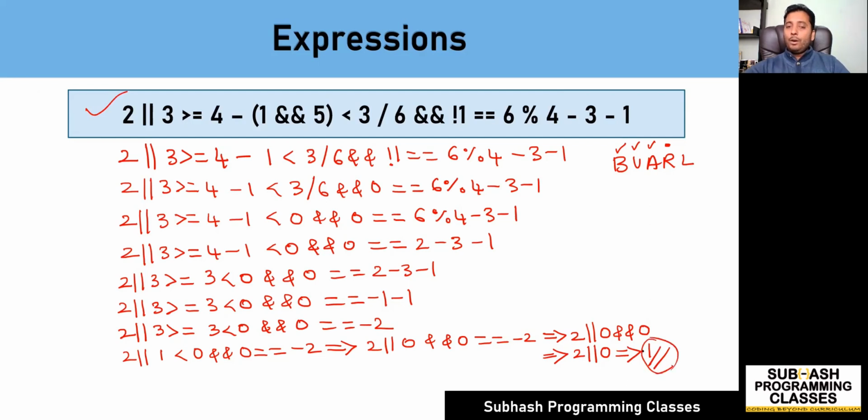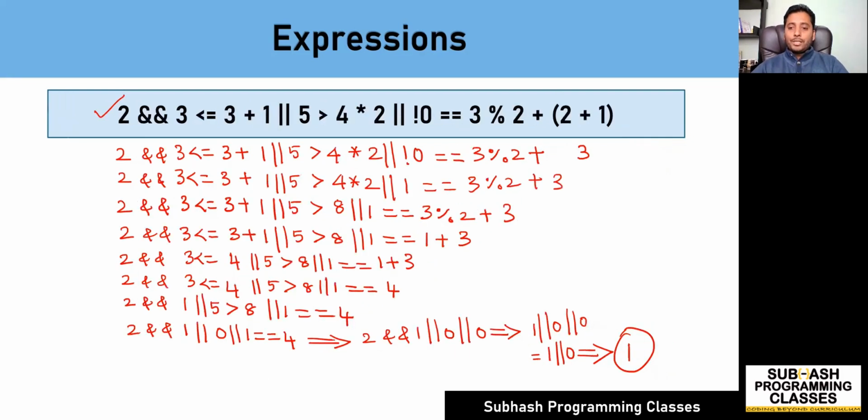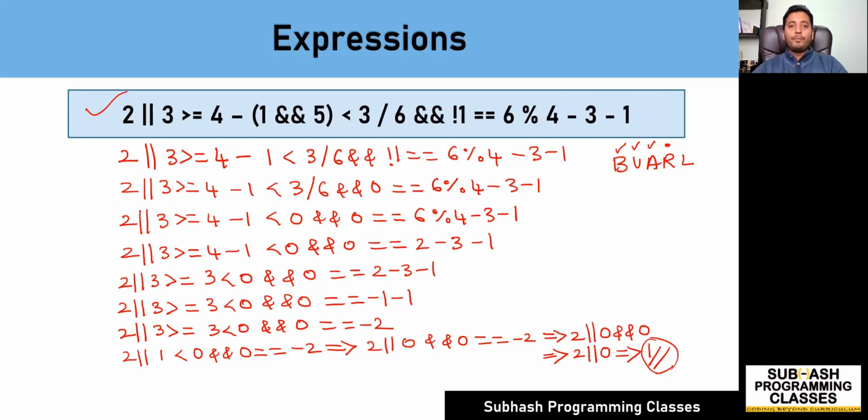So I now hope that you have understood how to evaluate expressions that contain a combination of all these arithmetic, relational, and logical operators. Let me show this practically to you. As you can see, the first expression resulted in a value of 1, and the second expression also resulted in a value of 1.